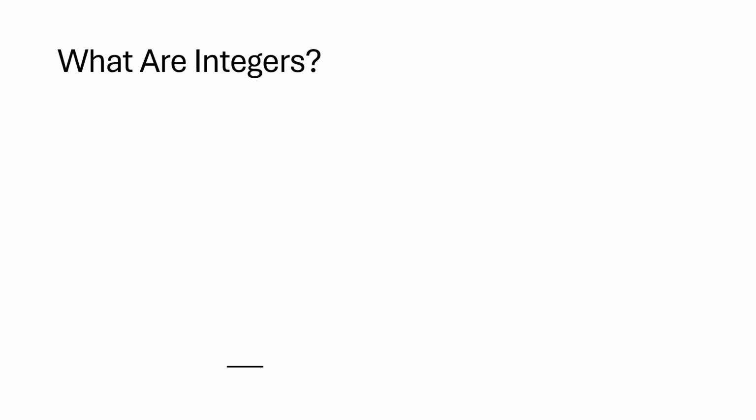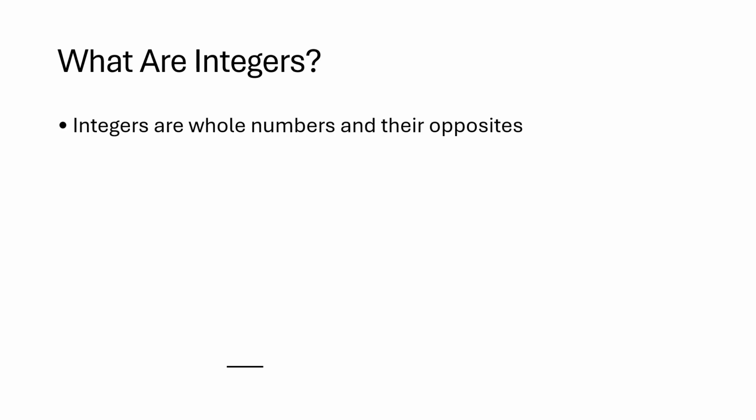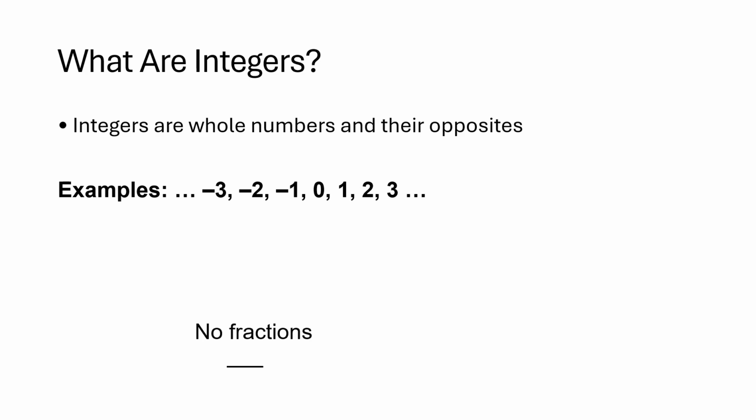Before we start doing operations with integers, let's get a clear definition. Integers are whole numbers and their opposites, so that includes numbers like 3, 2, 1, and also negative 1, negative 2, negative 3, and of course 0 right in the center. One important thing, integers do not include decimals or fractions, so numbers like 4.5 or 1/3 are not integers.